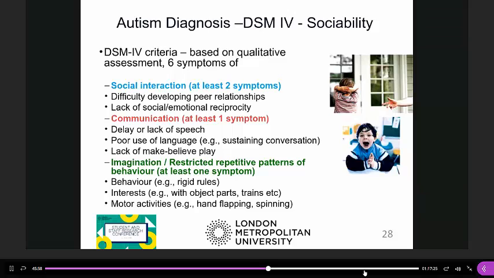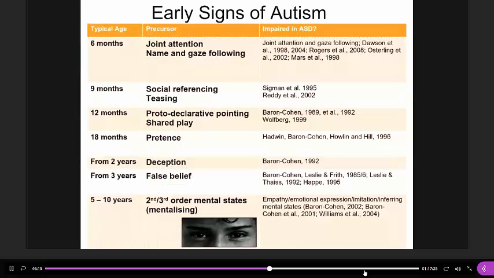So they follow very rigid rules. They get upset when these rules are violated. They have interest in details with object parts, and they show suspicious motor activities like hand flapping and spinning. We found in psychology that this is already very observable in very young infants from 6 months to 10 years.